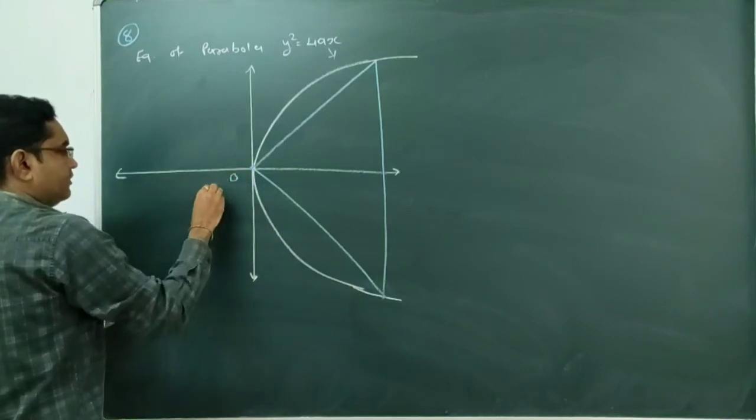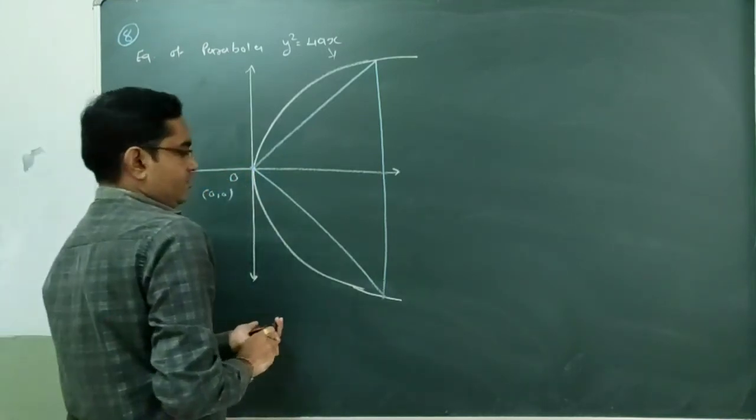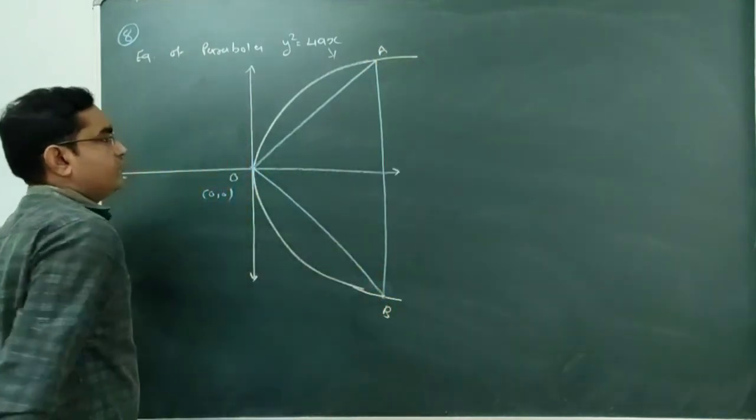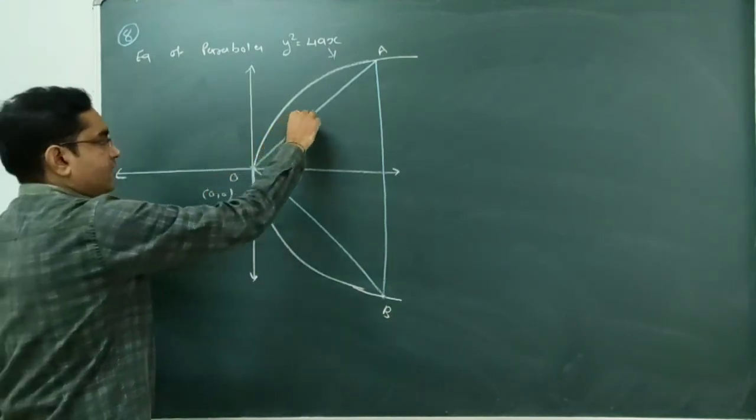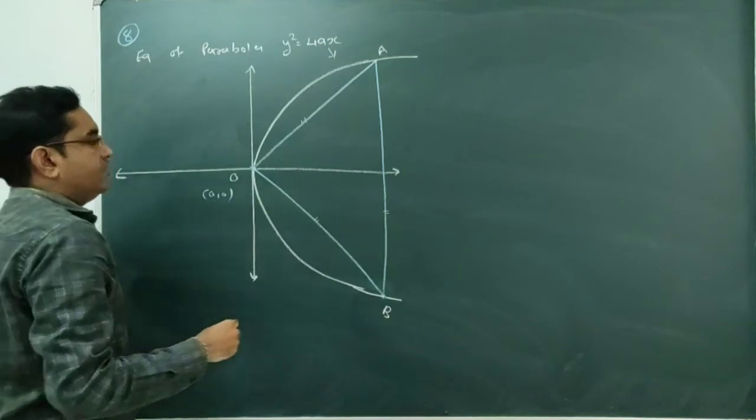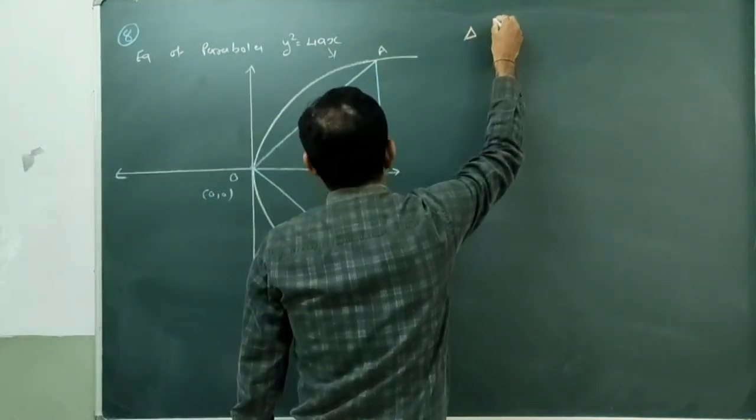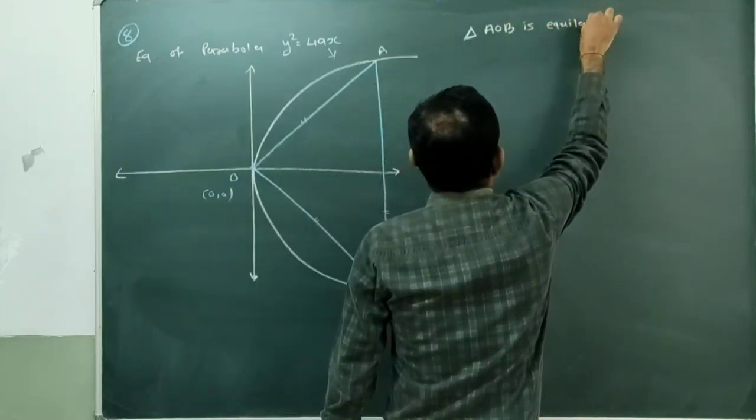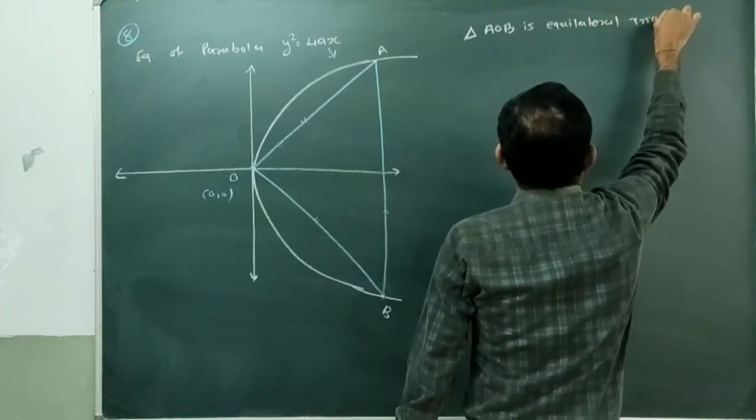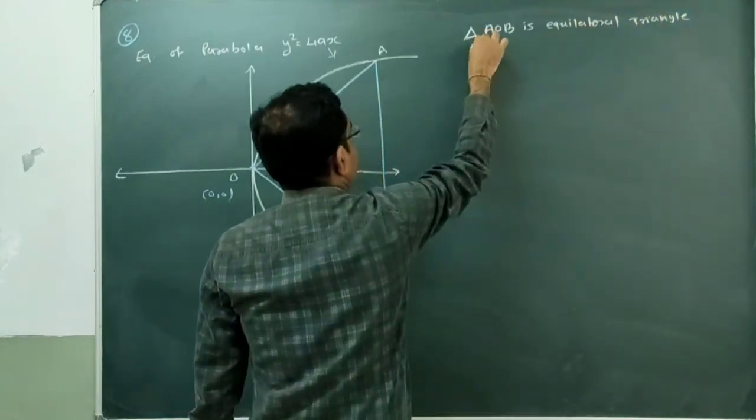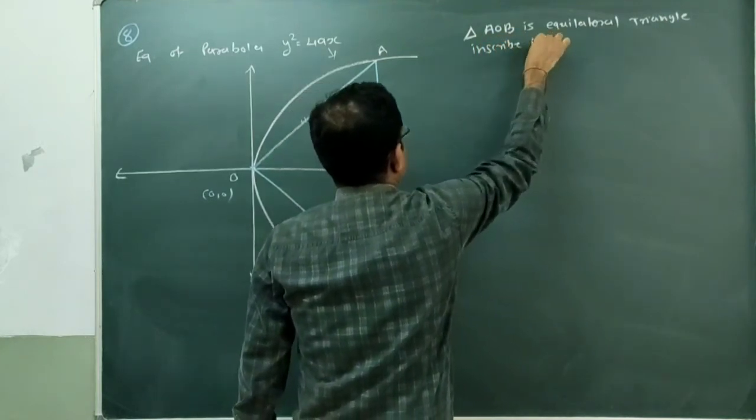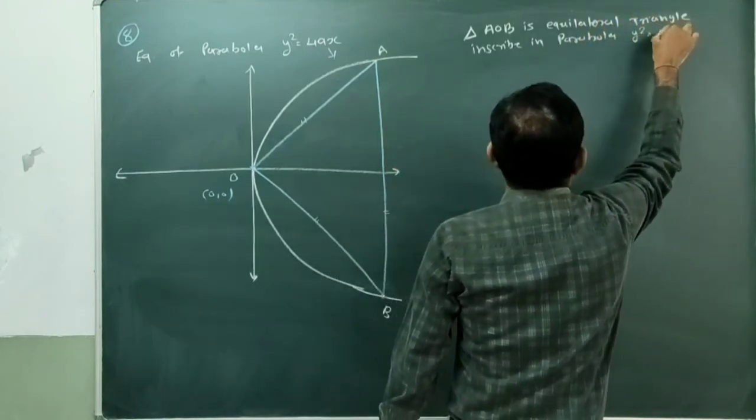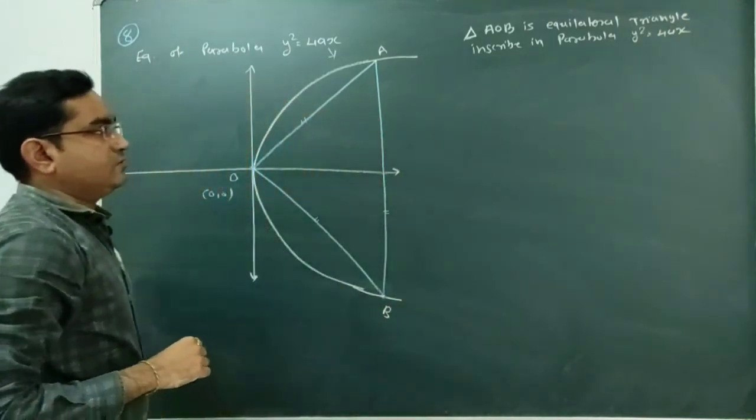Coordinates are 0, 0. इसको हम बोल देंगे 2 points which are on the parabola, that are point A and point B. So this is one equilateral triangle in which all three sides are equal. यहाँ पर मेंशन कर दें, triangle AOB is equilateral triangle inscribed in parabola. Which parabola? y square equal to 4ax.